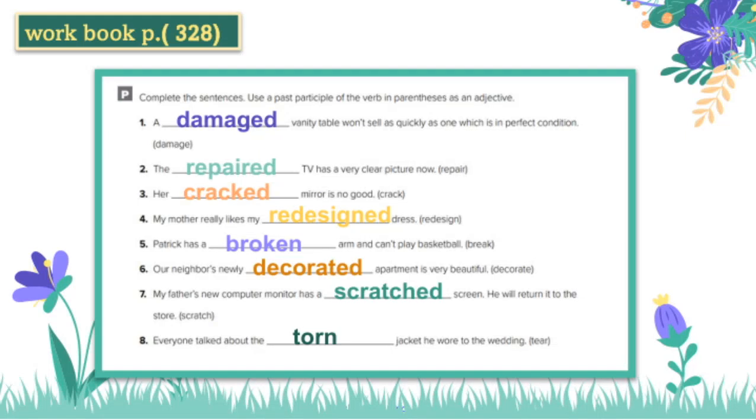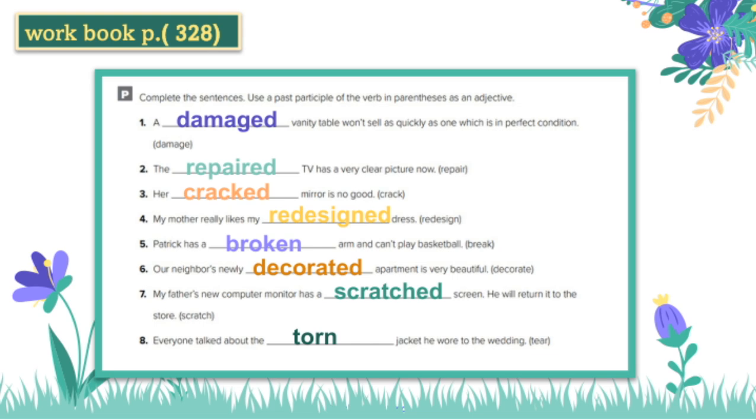Let's take a look at some common ways objects can be damaged or altered. On the workbook page 328, you'll find these words: torn, scratched, decorated, broken, redesigned, cracked, repaired, and damaged. Each of these describes a different state or change an item can undergo.